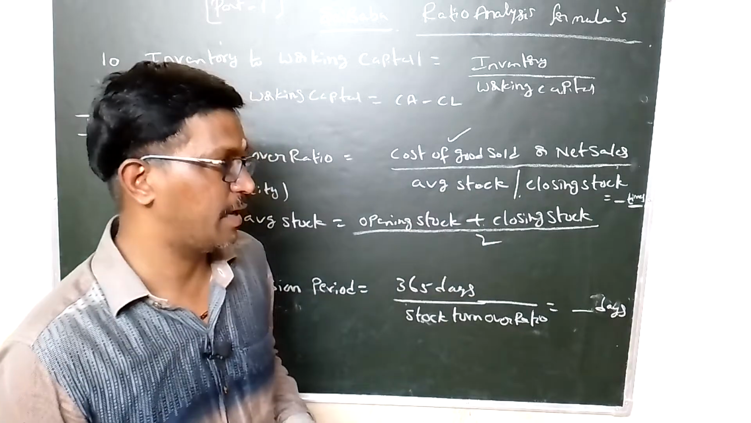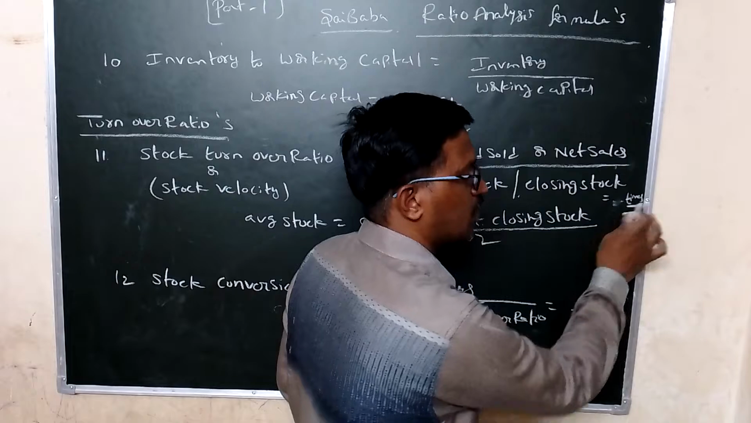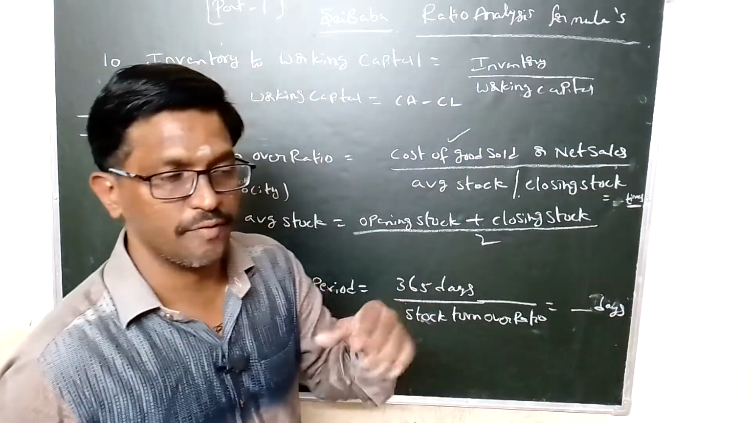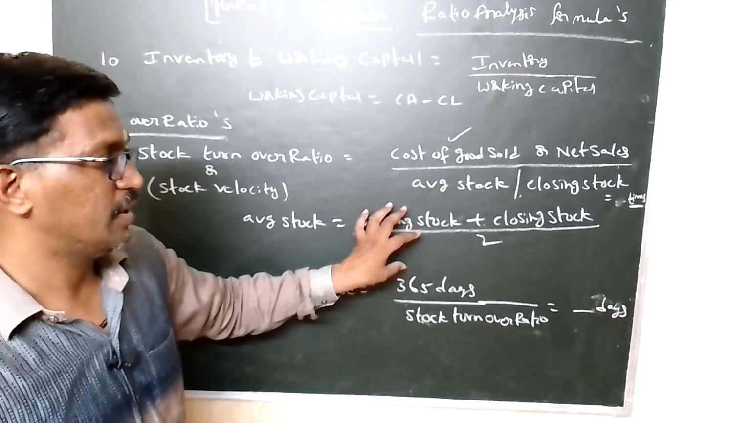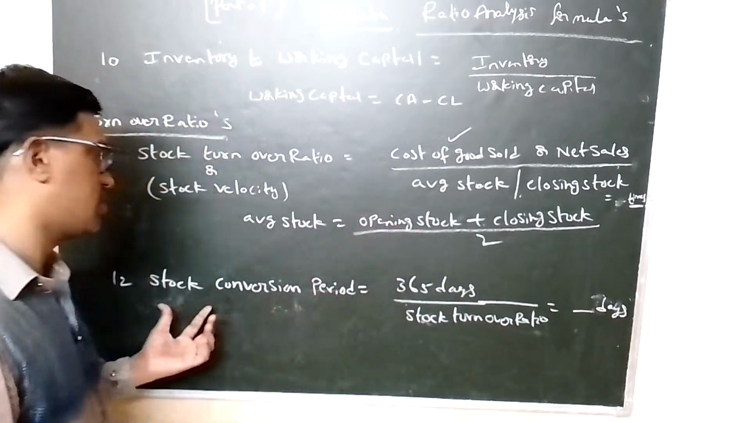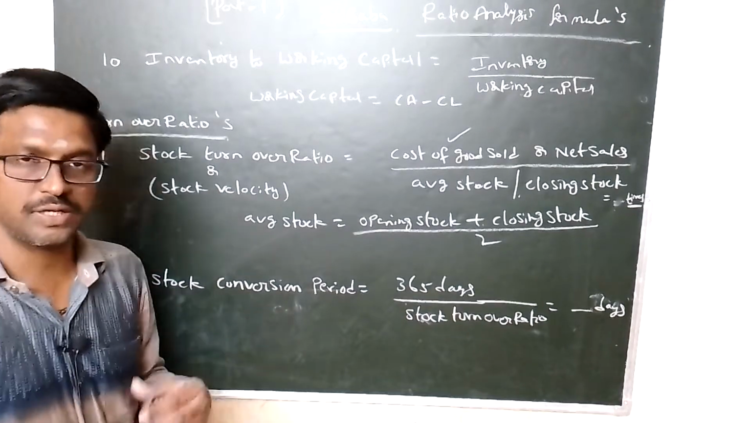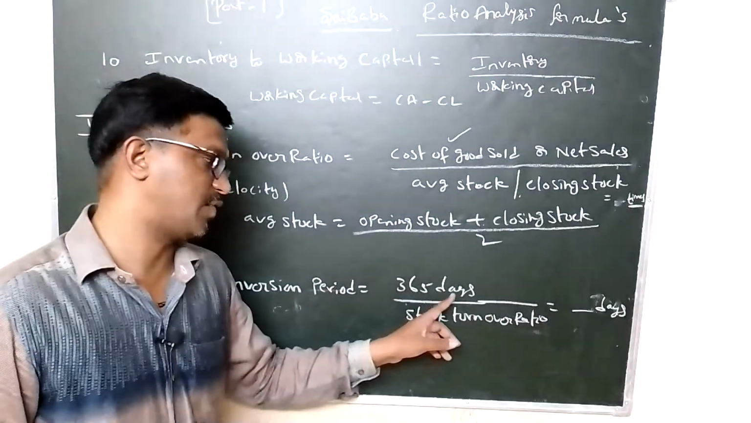The answer will be expressed in times. If it is 3 times, 4 times, or 5 times, then 3 times means the stock is purchased 3 times in one year. It can also be expressed in days, which is called the stock conversion period. Stock conversion period means how many days the purchased stock is maintained. So 365 days divided by the stock turnover ratio.